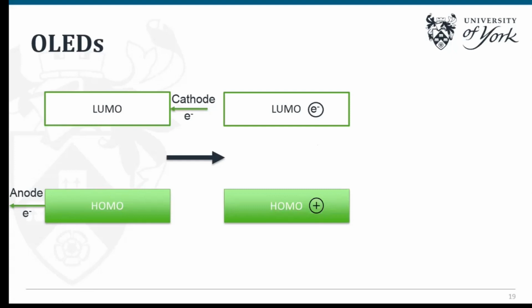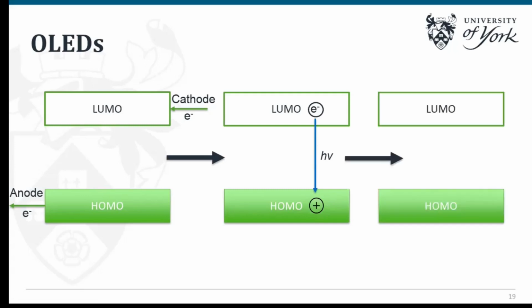Inevitably, when you get energy imbalances, they want to rebalance themselves, and this is done by emission of light to get back down to the stable ground state, which regenerates the OLED ground state, ready to go back to the beginning of the cycle.